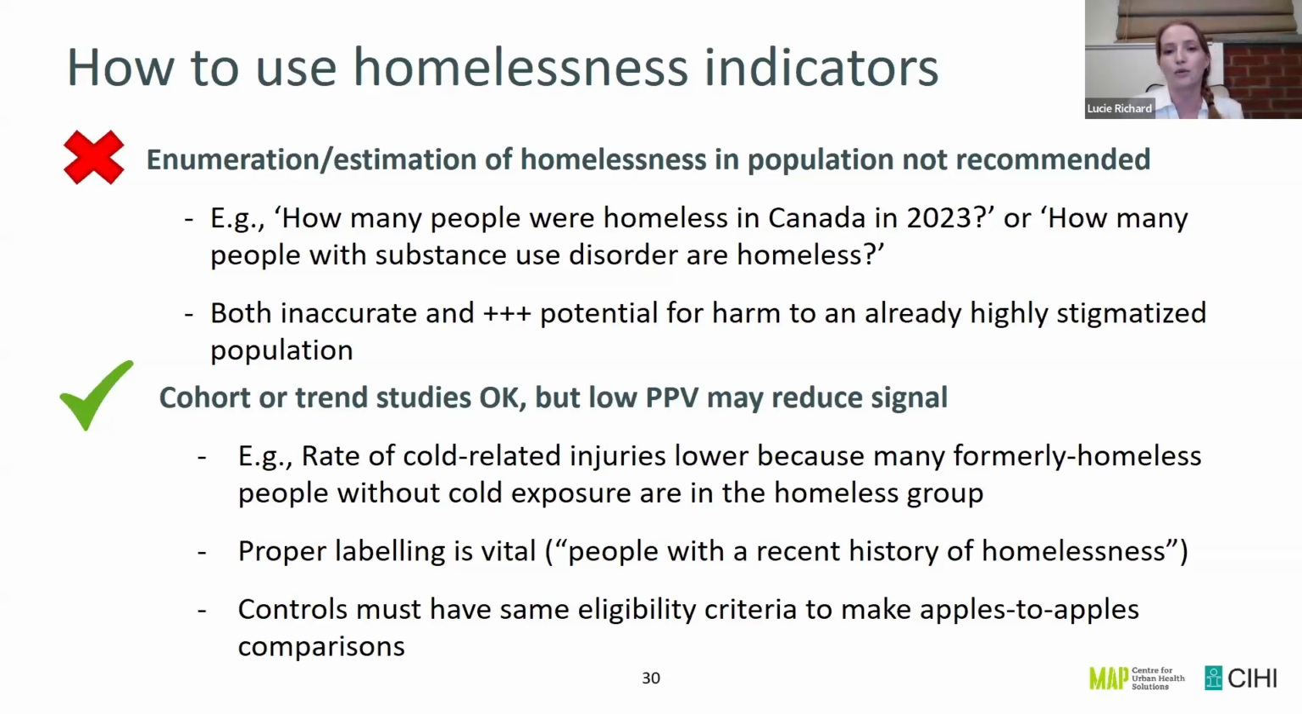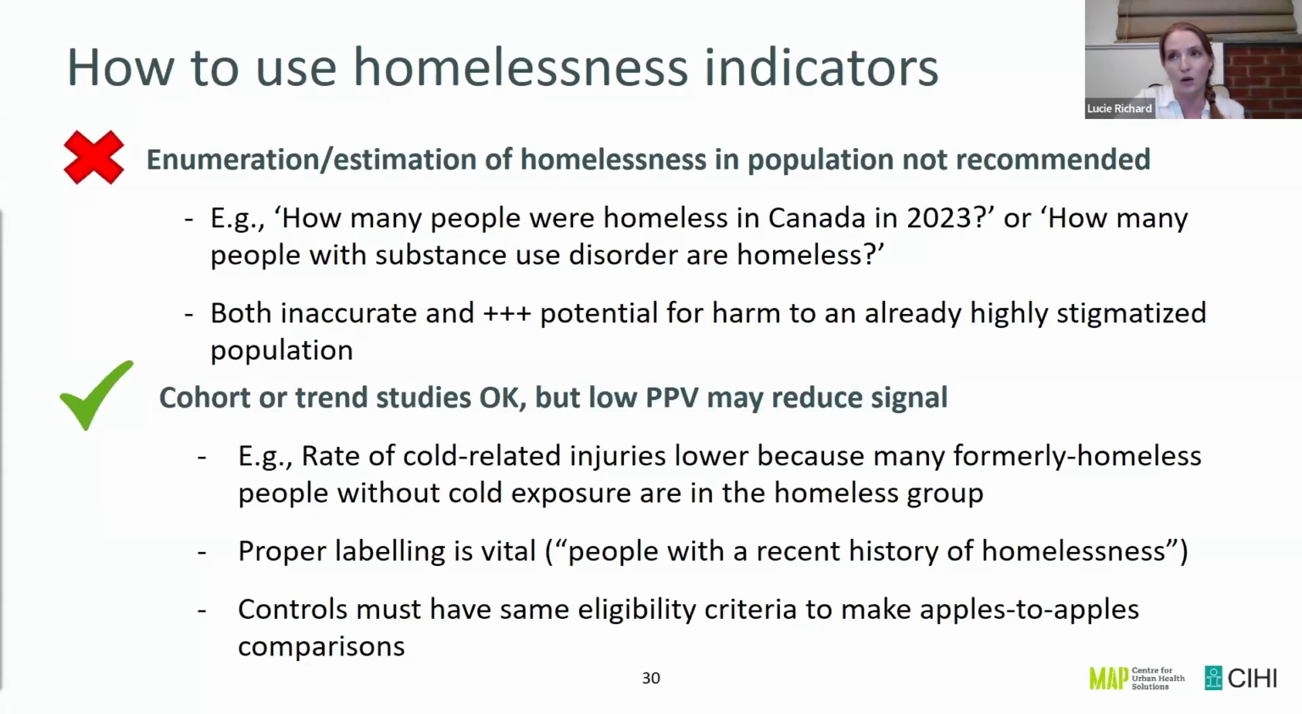And by that, I mean, if you were to identify a trend or a disparity in a given outcome, the result would be diffused somewhat or attenuated to the extent that the outcome is directly proportional to the importance of current homelessness. So as an example, if you're working on something like cold-related injuries, which we've looked at in the past, those results are likely to be quite attenuated due to the presence of housed people with a history of homelessness amongst your homeless cohort.